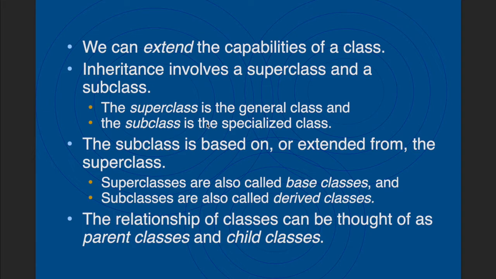Inheritance involves a superclass and a subclass. The superclass is a general class and subclass is a specialized class. The subclass is based on or extended from the superclass. Superclasses are also called base classes, and subclasses are also called derived classes. Also, we call superclass parent, and we can call subclass child, and that's the relationship they have, parent and child.